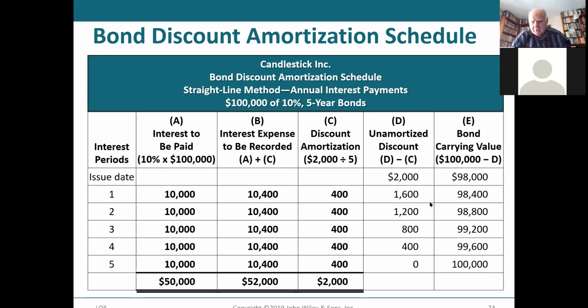So take a look at each year. We start off with 98. We amortize 400, we're up to 98.4. We amortize another 400 up to 98.8, up to 99.2, and ultimately 100,000, at which point you pay back the $100,000. So your total interest expense exceeds the amount of interest you're paying if you sell the bond at a discount.